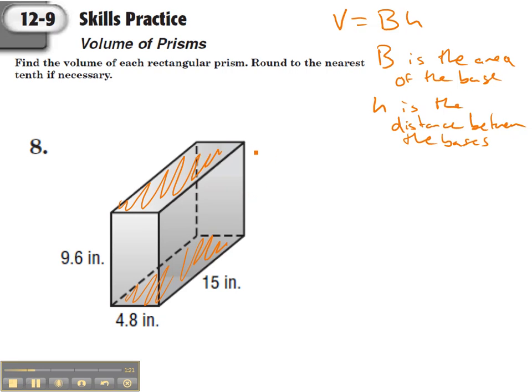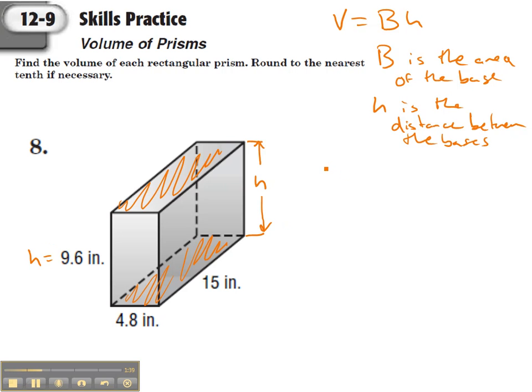All that changes. The only thing we have to consider if we pick a different pair is that the height will change, because in this case if I pick the two bases I just marked, then this becomes the height of the prism, the distance between the bases, which is 9.6 inches.